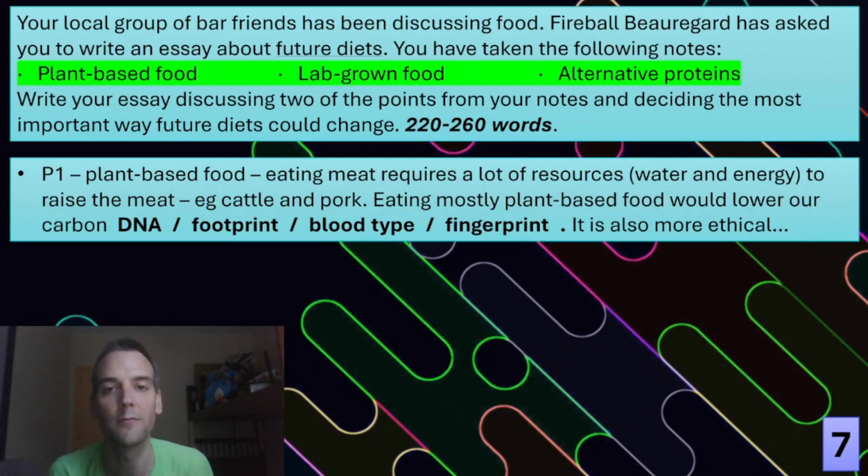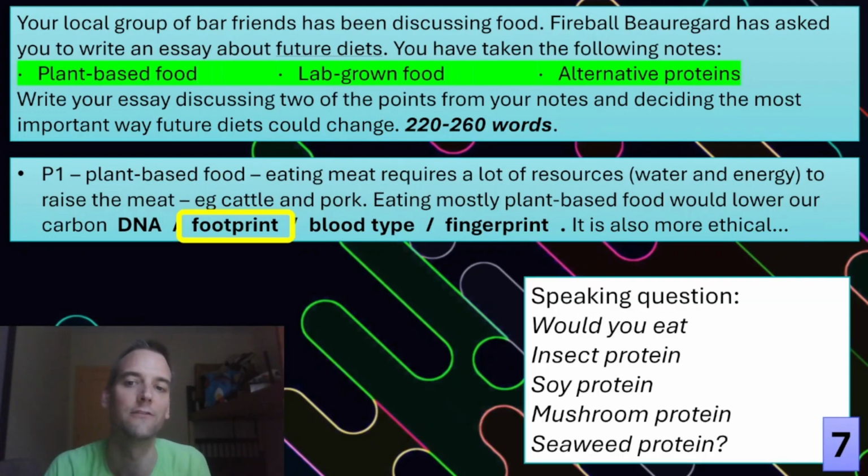For example, talking about plant-based food, obviously it's in many ways better than eating meat, and it could lower your carbon. What's the expression with regards to how much carbon we produce due to our actions? It's our carbon footprint, of course. And it's ethical because you're not killing animals. On the other hand, it can be difficult to get some nutrients and protein and so on without meat. And you can elaborate these typical ideas in English to get that C1 level.